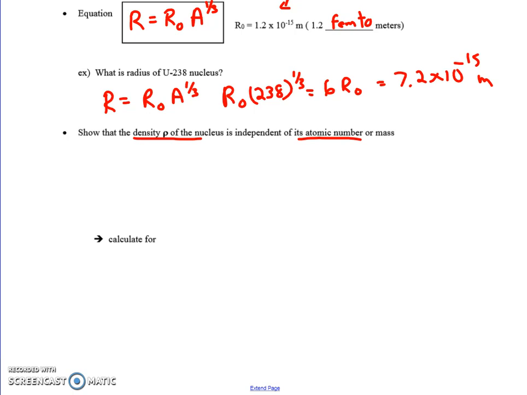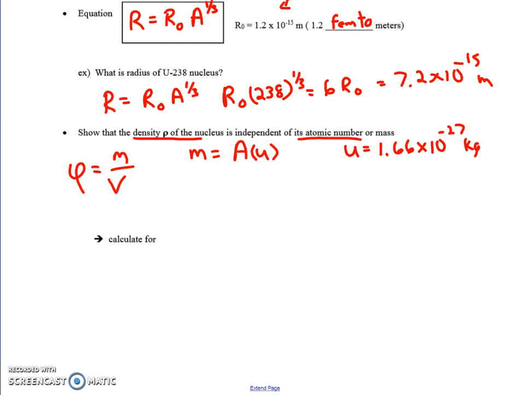Let's start off with the definition of density. Density is mass divided by volume. Let's take each of those pieces. The mass of the nucleus is going to be equal to its atomic mass multiplied by the mass of 1 AMU, which I'll just call U. Let's not confuse that with gold. So it's A times U, and U we know is around, I don't remember off the top of my head, but let's say 1.66 times 10 to the negative 27th kilograms. It might be 1.67, but that's not going to be a major factor here.